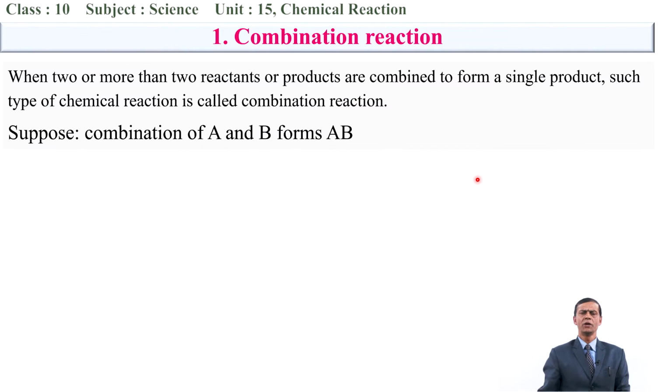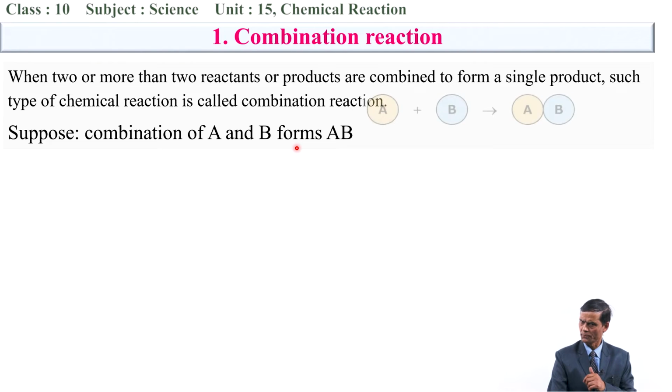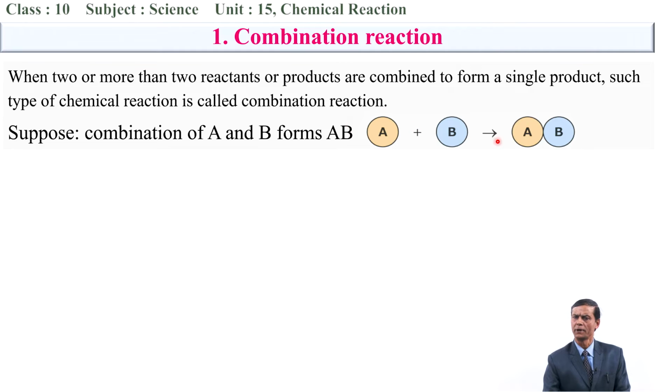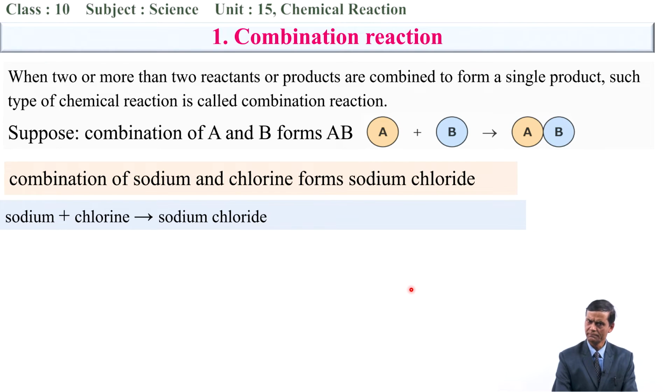Yes, let's discuss. Then, what is a combination reaction? When 2 or more than 2 reactants are combined to form a single product, such a type of chemical reaction is called a combination reaction. Suppose the combination of A and B forms AB, isn't it? A single product will be there. Look at here. A plus B equals AB. A is a reactant, B is another reactant that may be an element or compound, and the product can be a compound. Yes, sodium plus chlorine gives sodium chloride, isn't it?